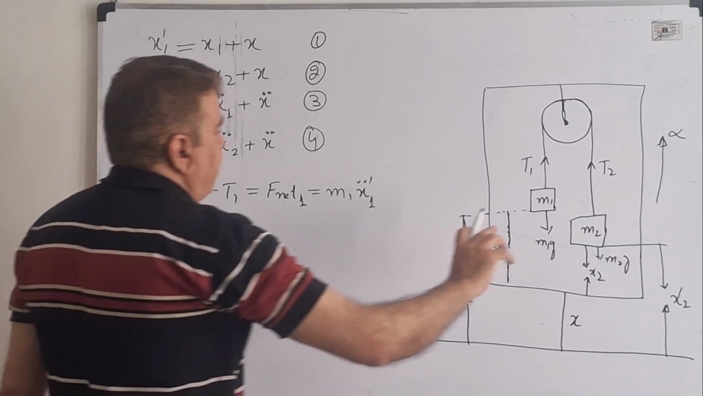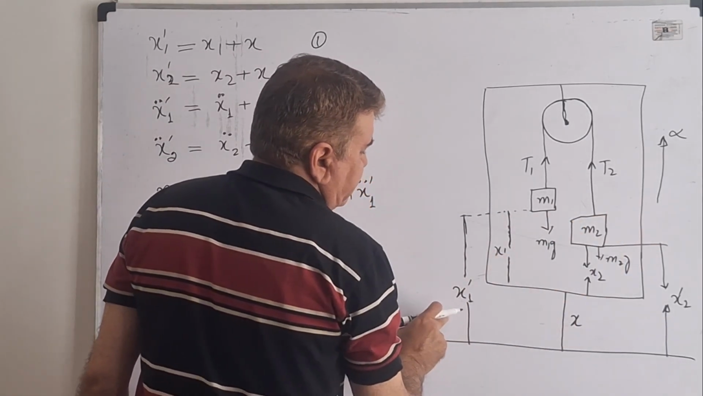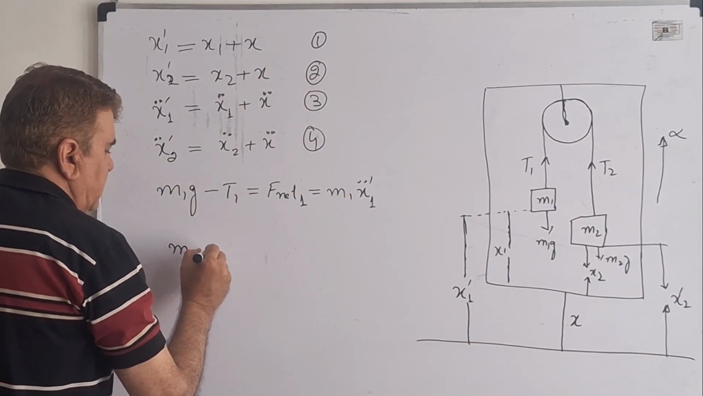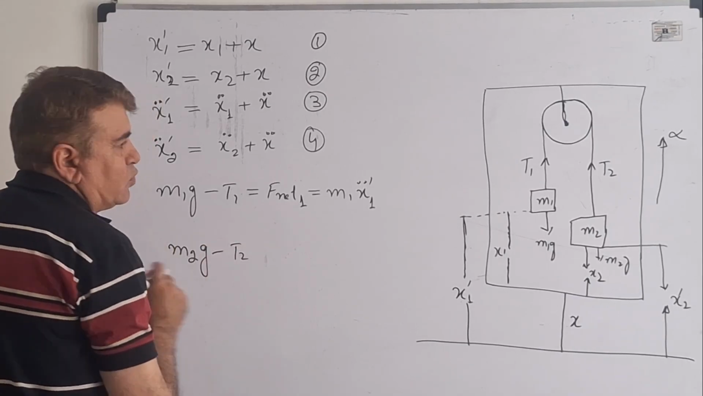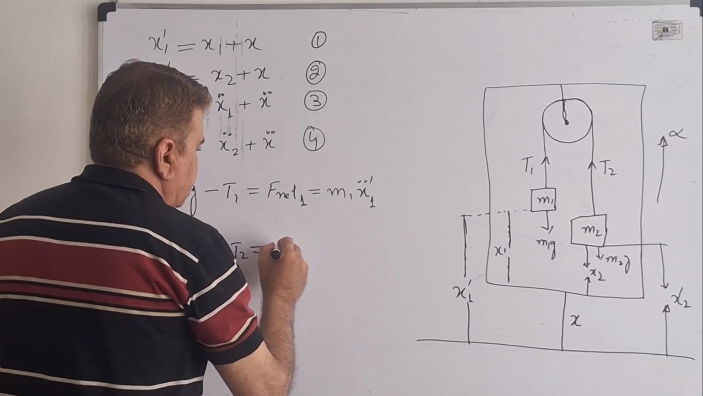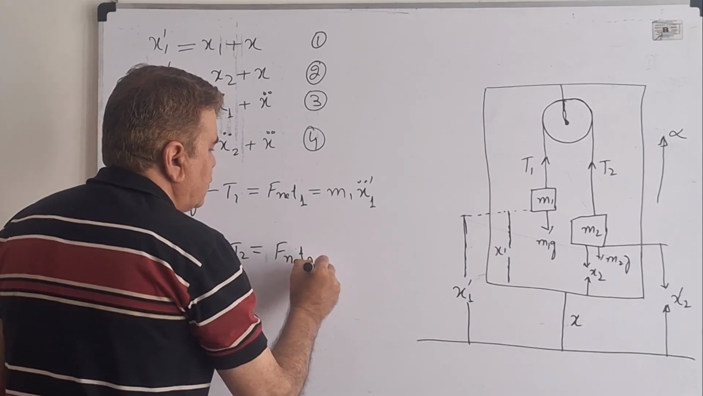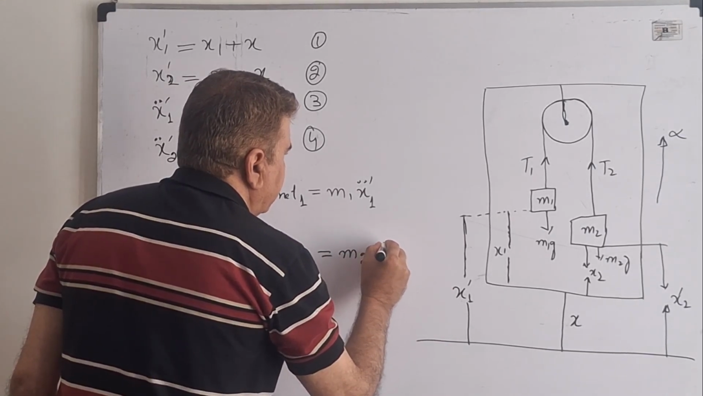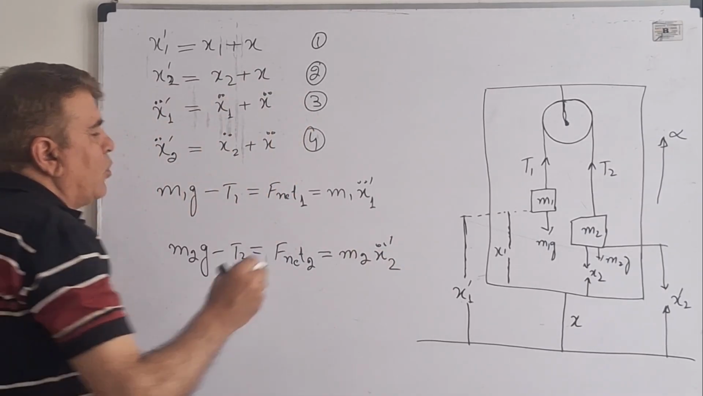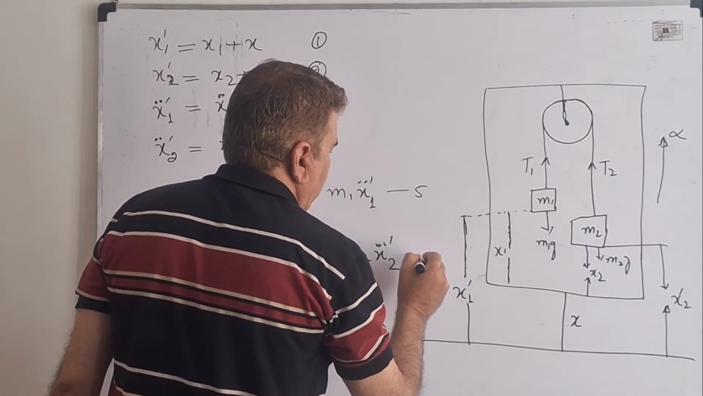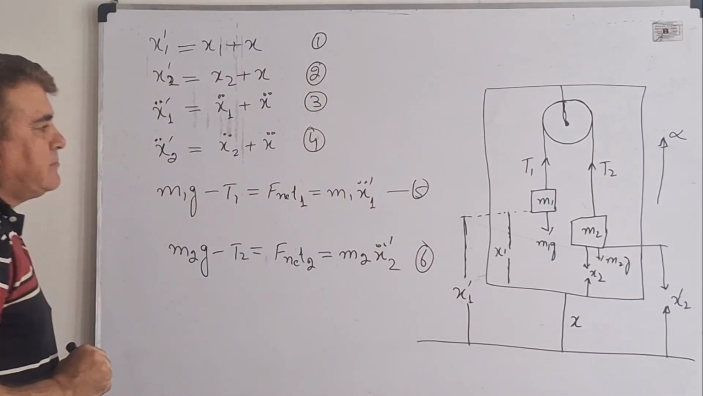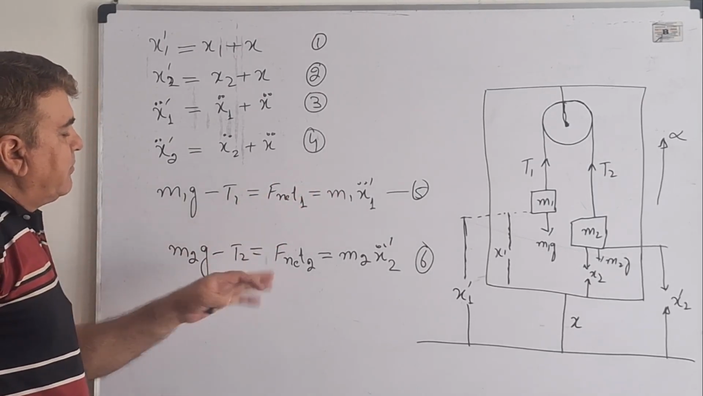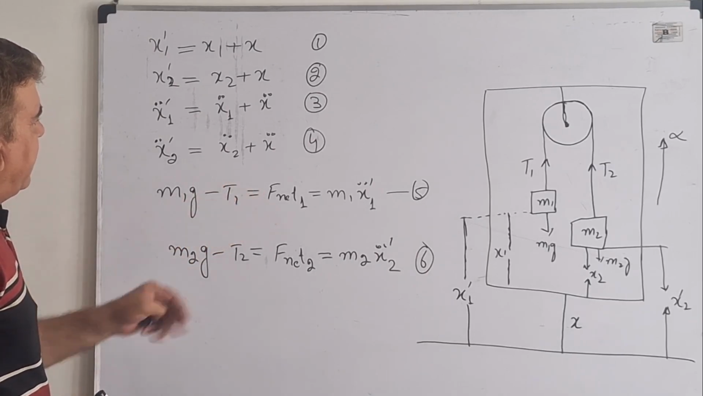And similarly, for this one mass, the observer at the ground sees the equation to be m2g minus T2. The net force f net 2 is obviously, with respect to this observer, equal to m2 x double dot prime 2. I call this equation 5 and this equation 6. I can even remove the net for, but let it be the way it is.